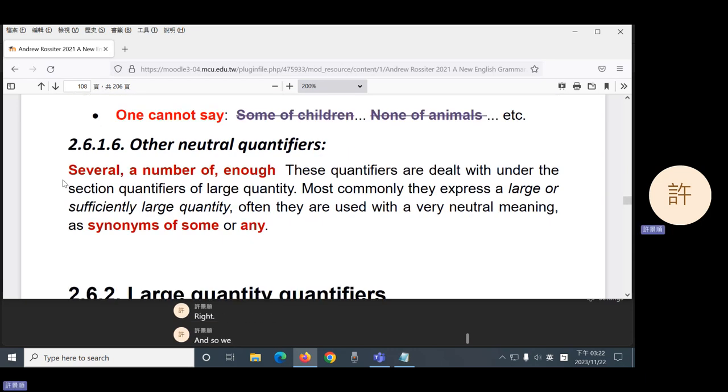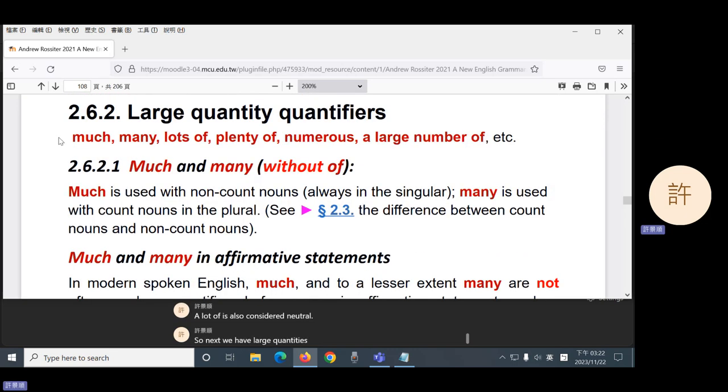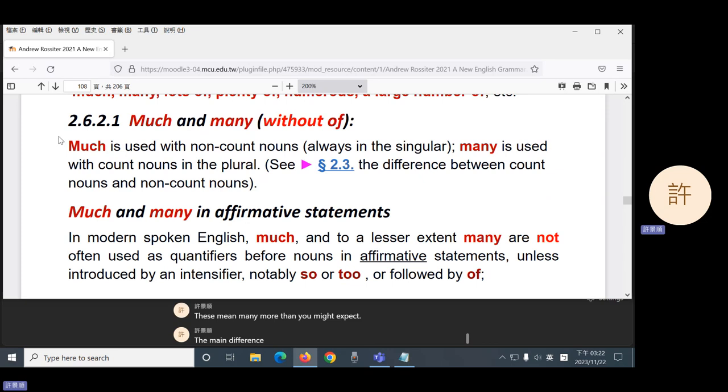Right, and so we've been talking about some, any, and no, but other neutral quantifiers that simply tell you more than one include several, a number of. Enough is kind of different. I'm not sure why the author put enough here. Several, a number of, numerous, a lot of is also considered neutral. So next we have large quantities. These mean many, more than you might expect. The main difference is that some of these can only be used for uncountable nouns. Some of these can only be used for countable nouns.